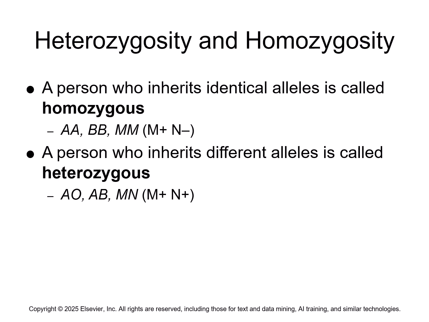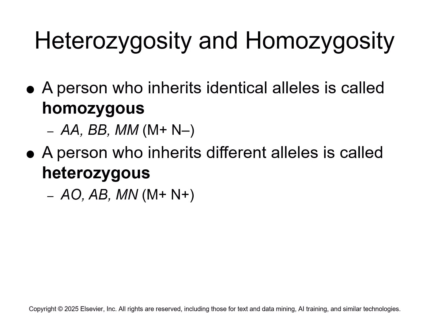We talk a lot about heterozygosity and homozygosity in blood bank because of the thing that we're going to talk about on the next slide, called dosage. A person who inherits identical alleles is called homozygous. This would be if you were blood group type A and you inherited an A from your mother and an A from your father, you would be homozygous for A. Same thing for B. If you inherited a B from your mother and a B from your father, then you would be homozygous for blood type B.